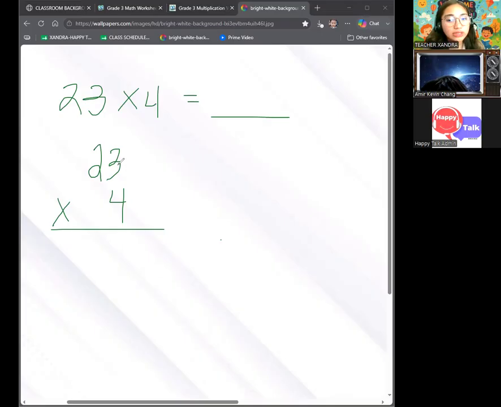So what is 3 times 4? Skip count: 3, 6, 9, 12. Okay, so it's 12. So we are going to write down 2 here, because we can put the 1 below. So where do we put the 1? On top of the 2.